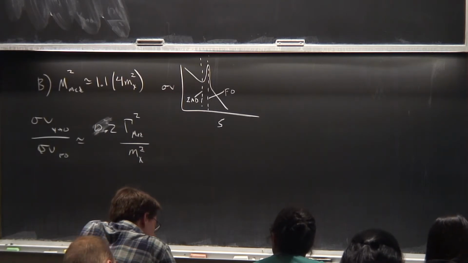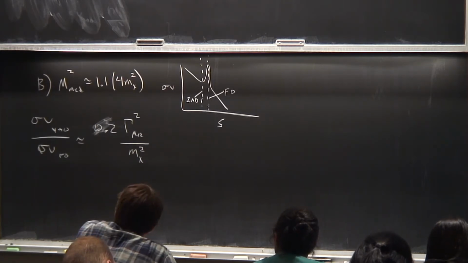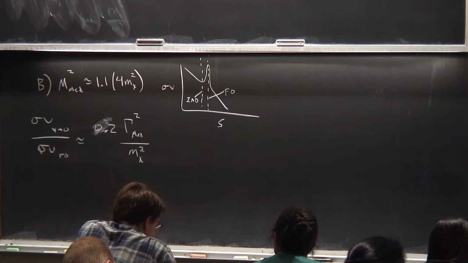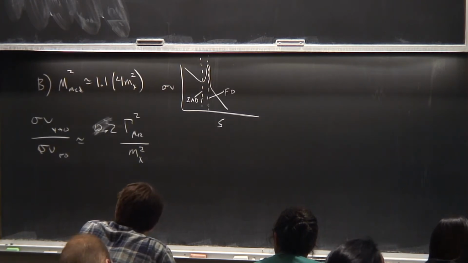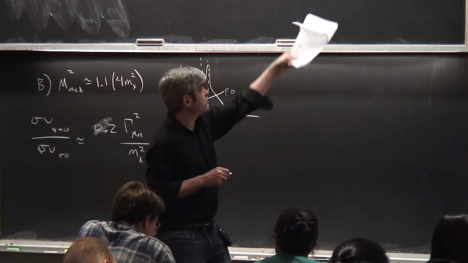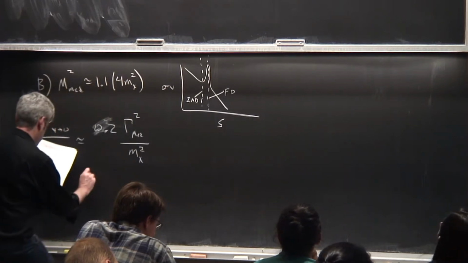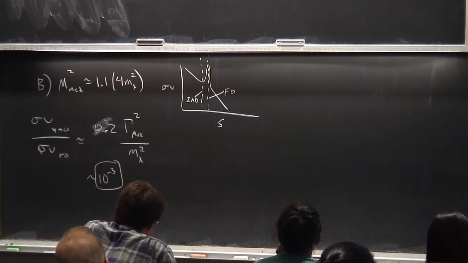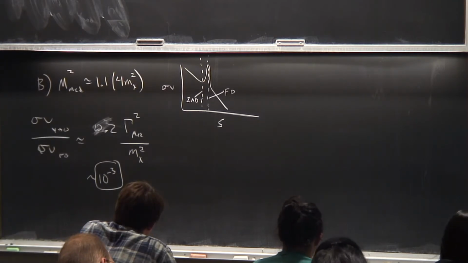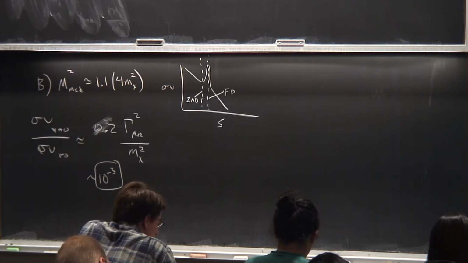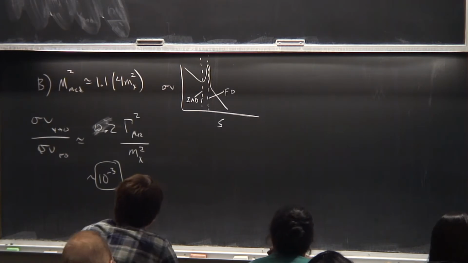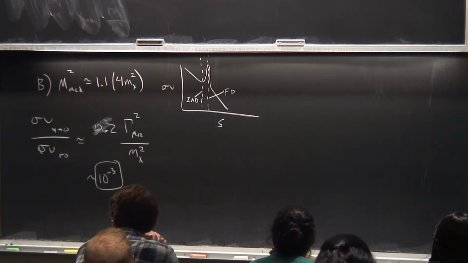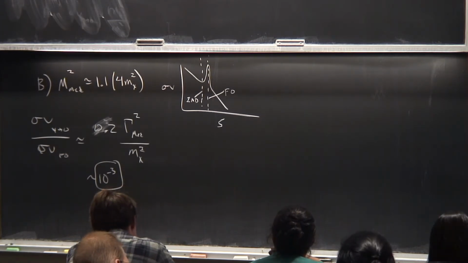So again, if the width is large, this is not a big effect. If the width is small, it's a very big effect. That's exactly what you would expect. And if I use my same benchmark parameters I show here, I get a suppression of about 3 orders of magnitude. So, if you could see the chart that we're covering up right now, you'd find with 3 orders of magnitude suppression, you're really not sensitive to this class of models.